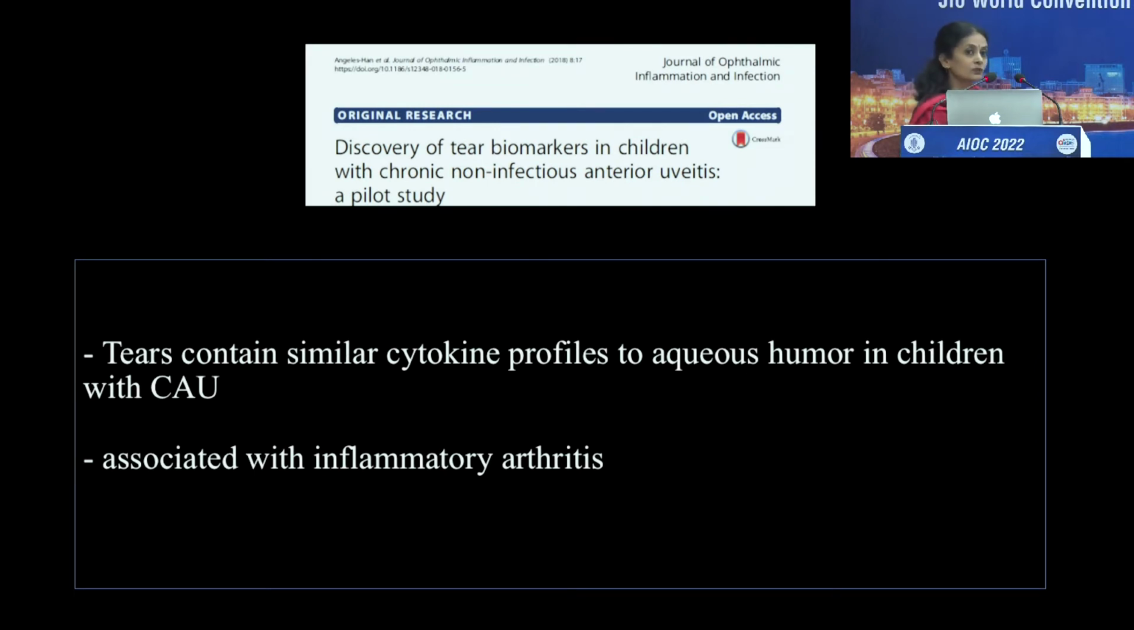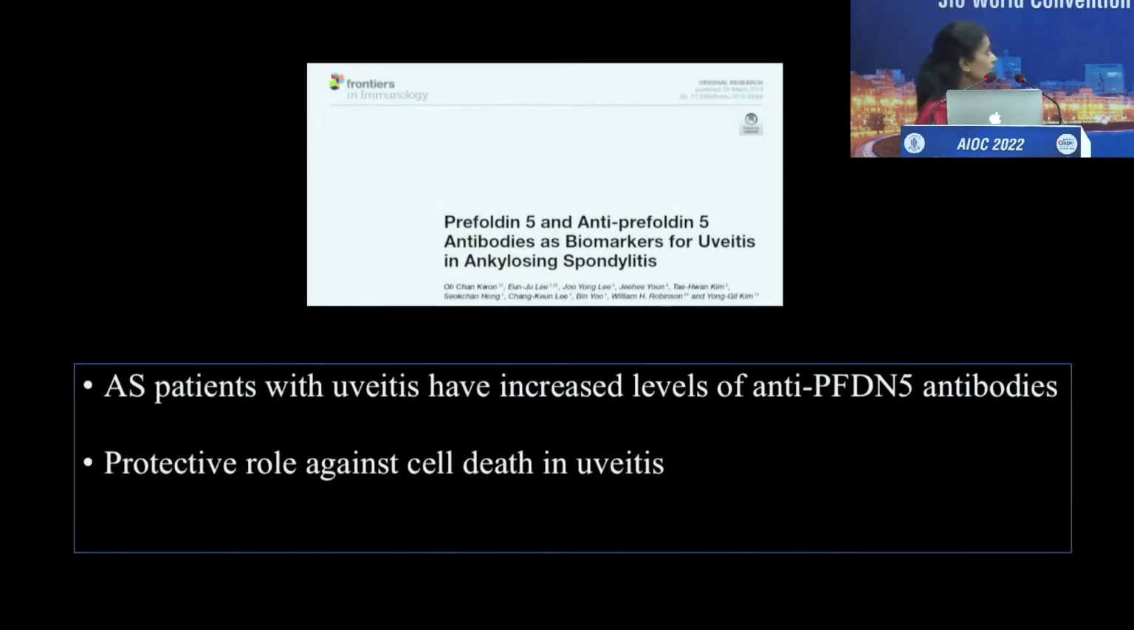Tears were also used in JIA-associated uveitis, and they contain cytokine profiles similar to the aqueous humor in children with chronic anterior uveitis, and this was found to be associated with inflammatory arthritis. In ankylosing spondylitis, we also have some evidence regarding proteomics. These patients have increased levels of anti-PFDN5 antibodies, which has a protective role against cell death in uveitis.